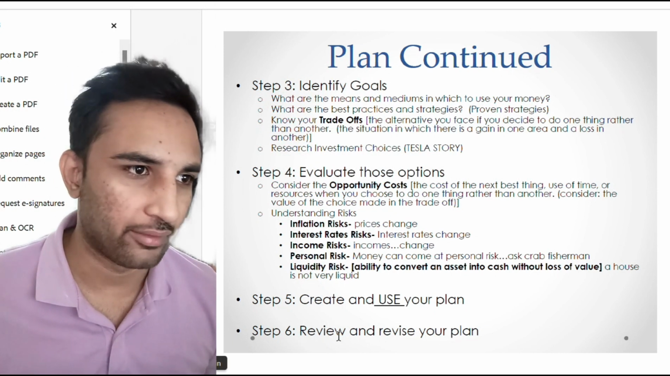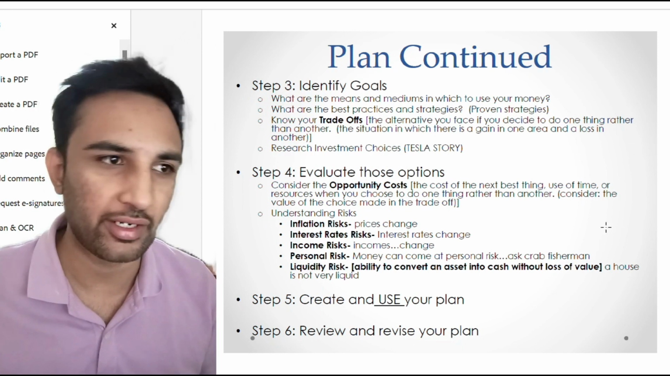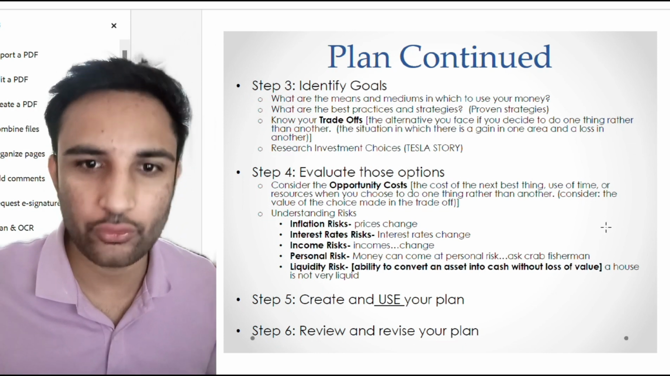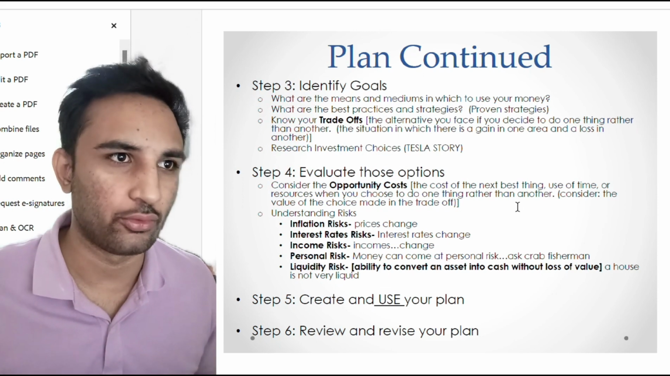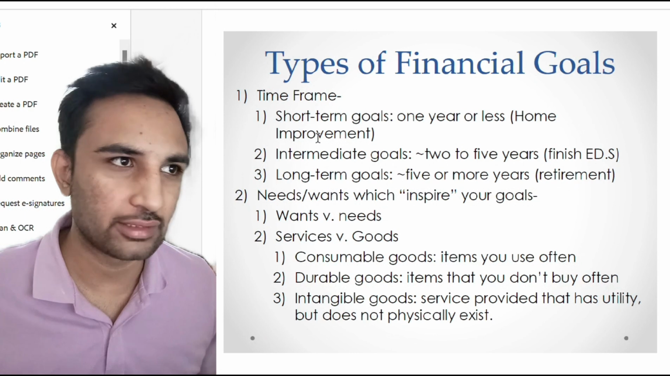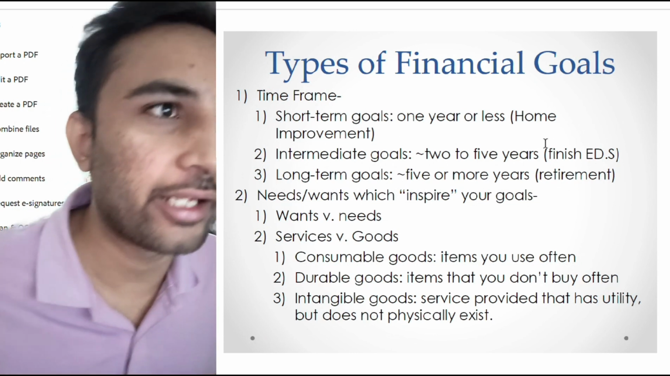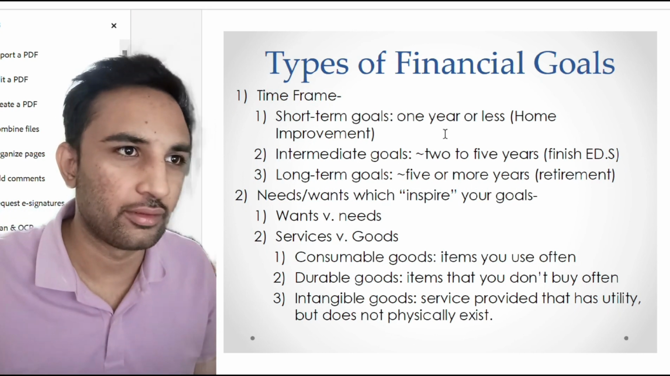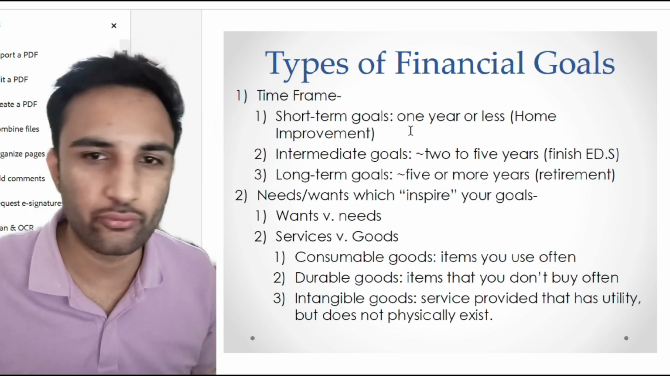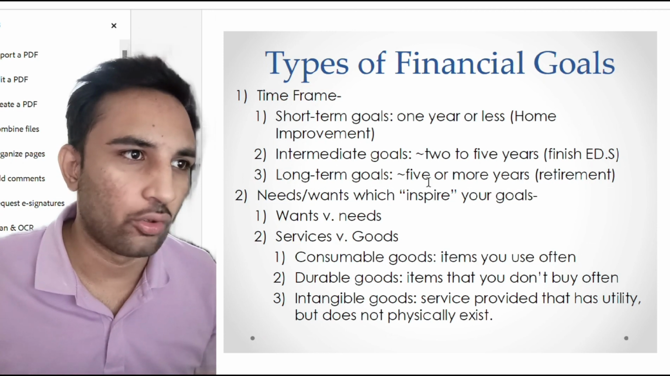Create and use your plan, right? Review and revise your plan. After your plan is completed for your personal finance, you should review your entire plan once again, so that you can fix some mistakes in case. Types of financial goals, time frame, short-term goals. You can also have some short-term goals like home improvement that can be in the time range of 1 year or less. Intermediate goals, long-term goals, right?